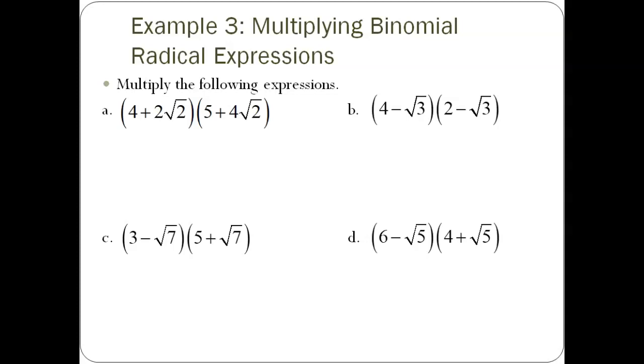All right, let's start with 4 times 5, so that's 20. Then 4 times 4 root 2 is 16 root 2. 2 root 2 times 5 is 10 root 2. And then 2 root 2 times 4 root 2 is 8 root 4.